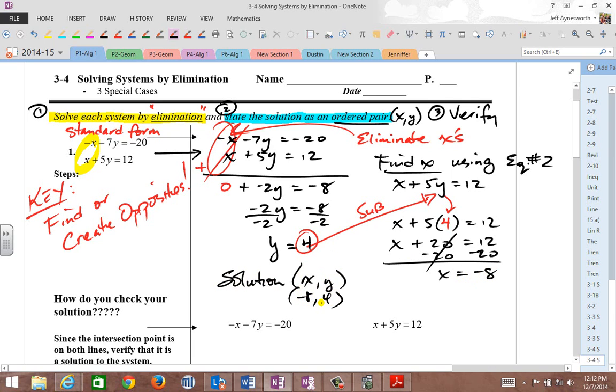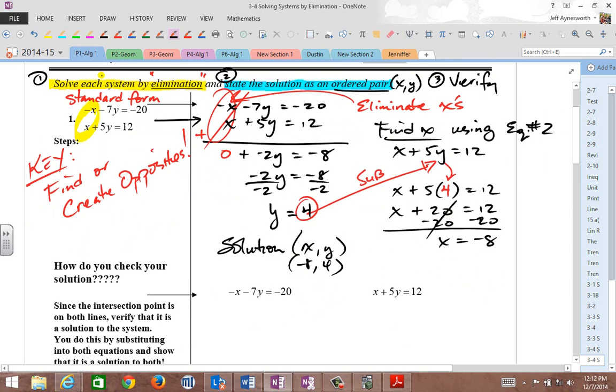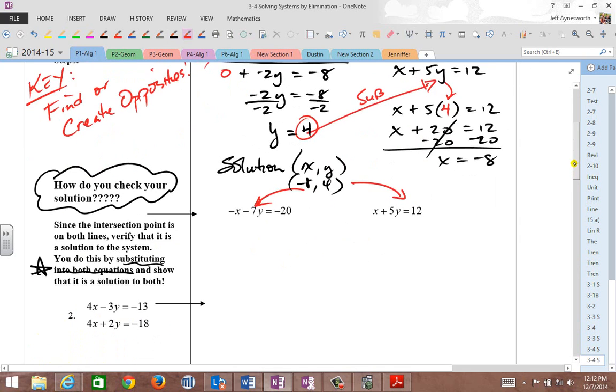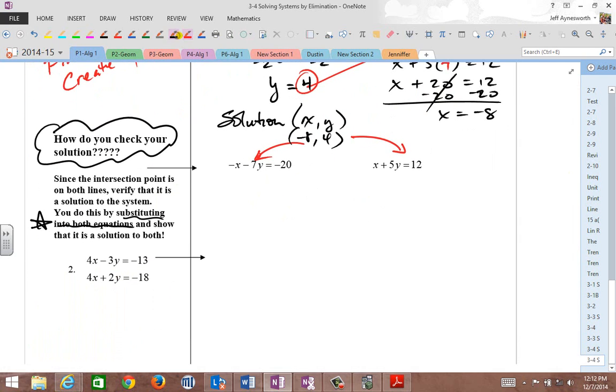The question is, how do you know if you're right? So let's talk about that. We solved it and we state it as an ordered pair, but how do you verify it? Well, you check your solution by substituting into both equations, one at a time. So let's go for it.